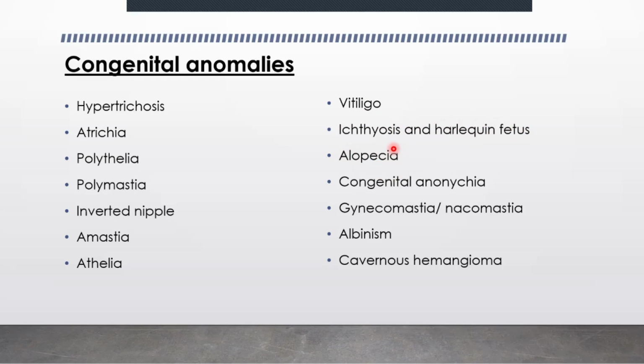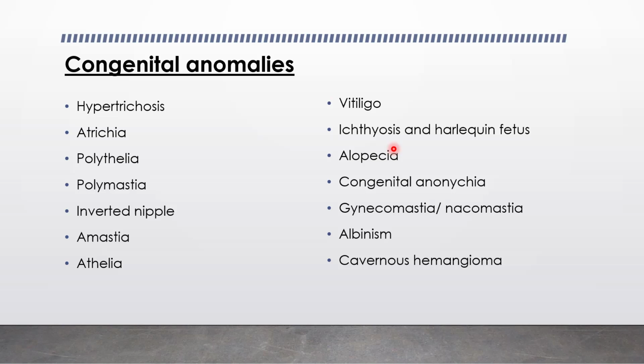Alopecia can be of two types: alopecia totalis, complete absence of hair, and alopecia partialis. Alopecia totalis, complete absence, can be congenital and also can be acquired, maybe drug induced or something like that. In partialis, we have patchy absence of hair on the scalp. Then we have congenital anonychia. Remember, we formed the development of the nails. So absence of the nails will give us congenital anonychia.